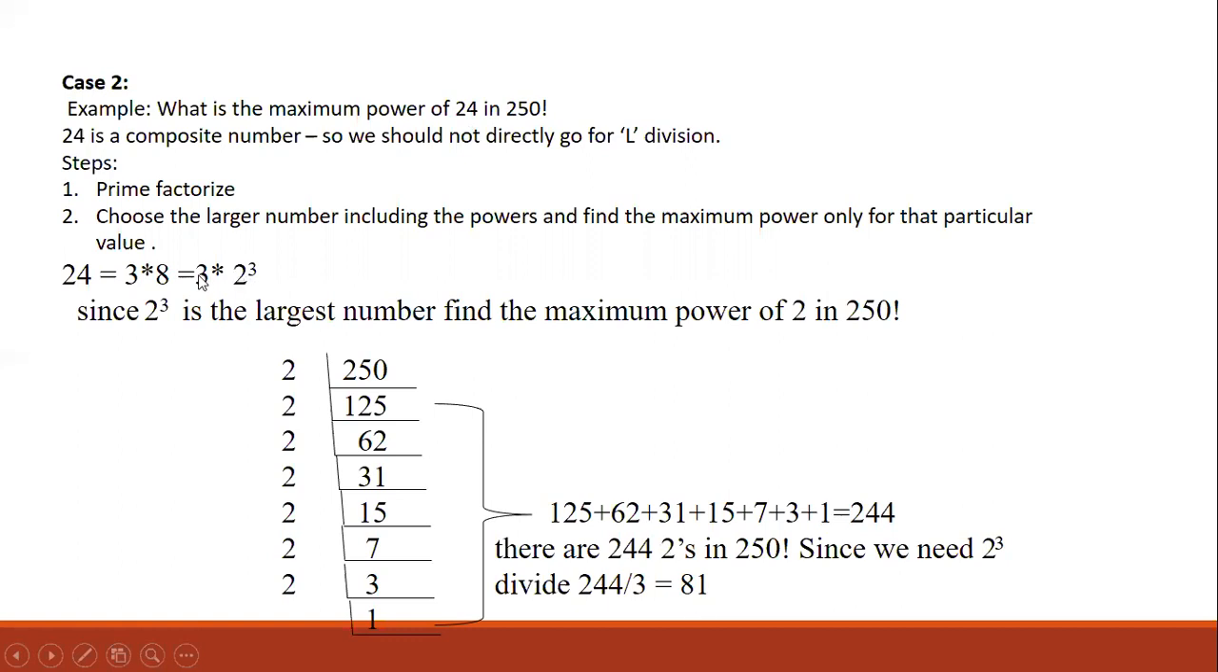We don't need to find the number of 3's here, because whatever is the larger number will have the lesser value. That's why we take the larger number and then find the maximum power in the factorial.